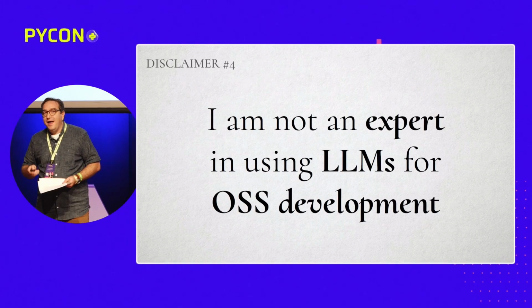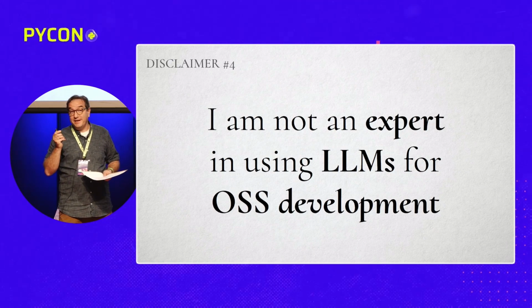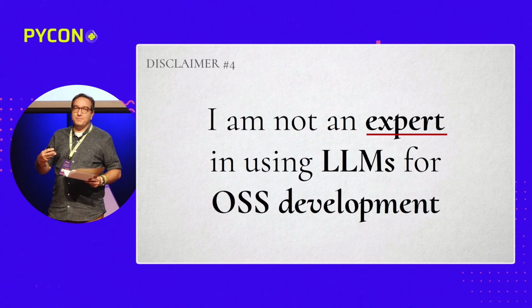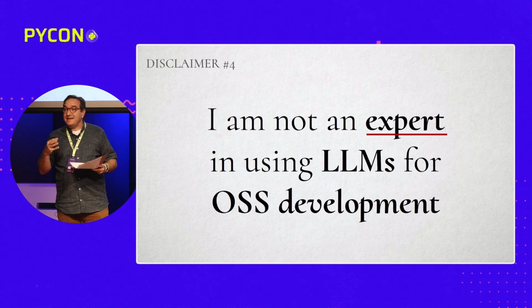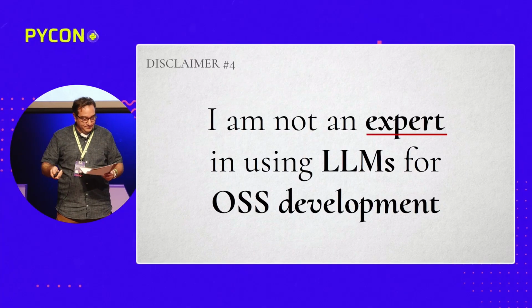Next disclaimer. I am not an expert in using LLMs for OSS software development. I want to break this one down a little bit. So what do I mean by expert? Well, anyone can become an expert given enough time and the right context and the right framework. That might seem really obvious, but there's actually a lot of psychological research that most people believe that their expertise is sort of fixed. And the really successful people are the ones who know that they can learn anything they put their mind to, given enough time and the right context. So that's what I mean by expert. I'm not an expert now. I'm trying to become one.